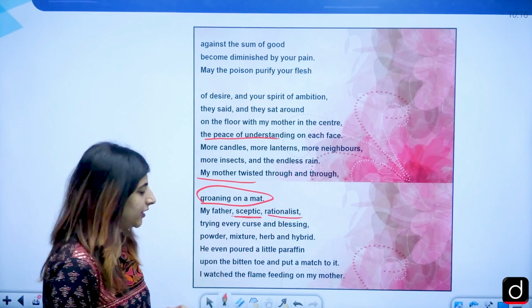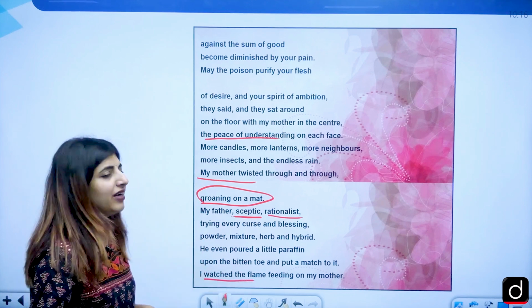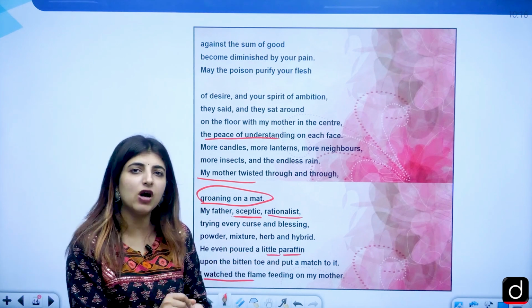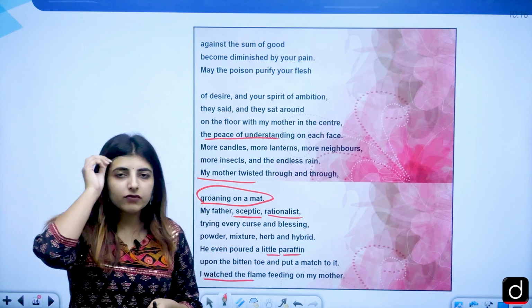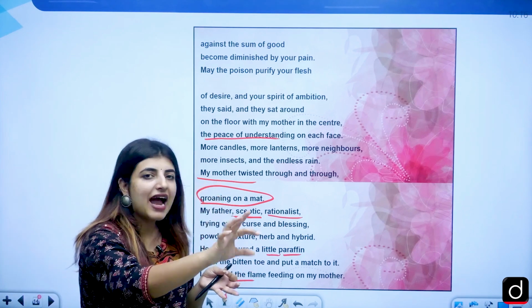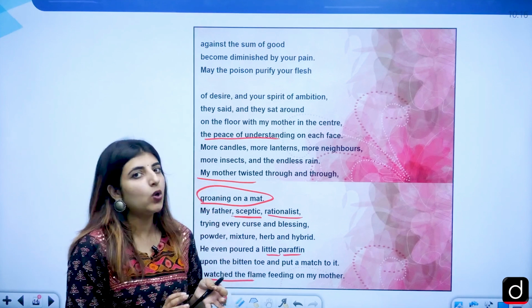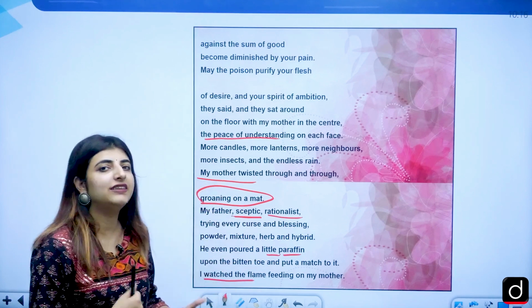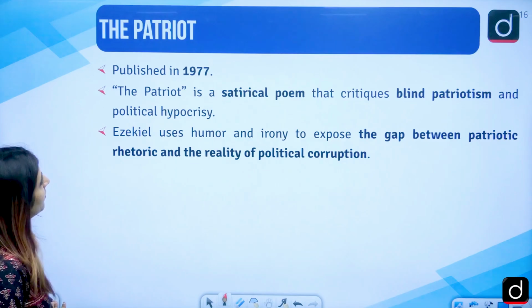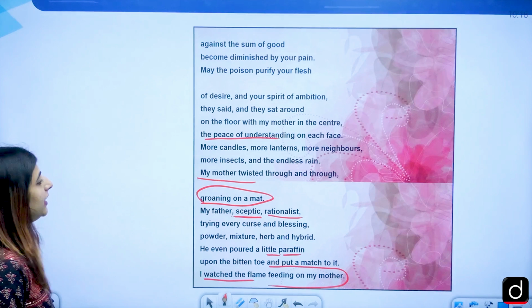Because the toe had been cut by the scorpion. I watched the flame feeding on my mother because the toe was burning and paraffin was put, so of course it will catch fire, right? So after the paraffin was put, my father lit a match and of course set the toe on fire, and the mother was there, right? The flame feeding on my mother. Correct? So this is the poem.